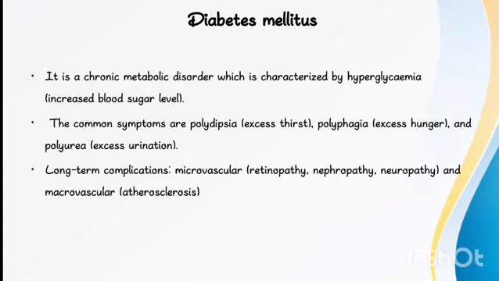Diabetes mellitus is a chronic metabolic disorder characterized by hyperglycemia, which means increased blood sugar level. The common symptoms include polydipsia, that is excessive thirst, polyphagia, that is excessive hunger, and polyuria means excessive urination. These symptoms mainly occur due to lack of insulin or improper insulin action.